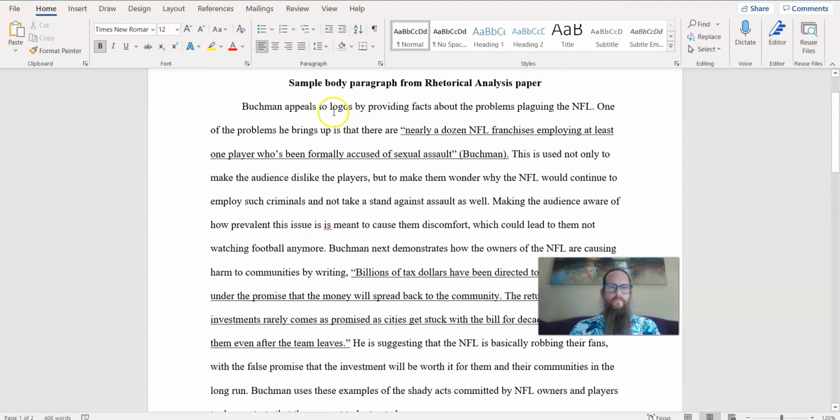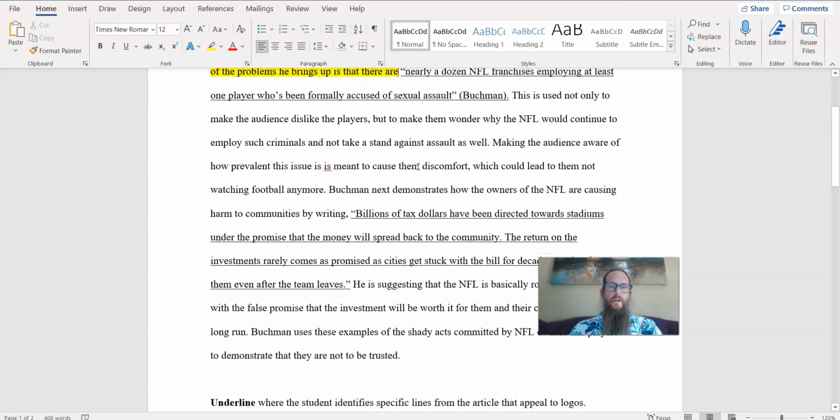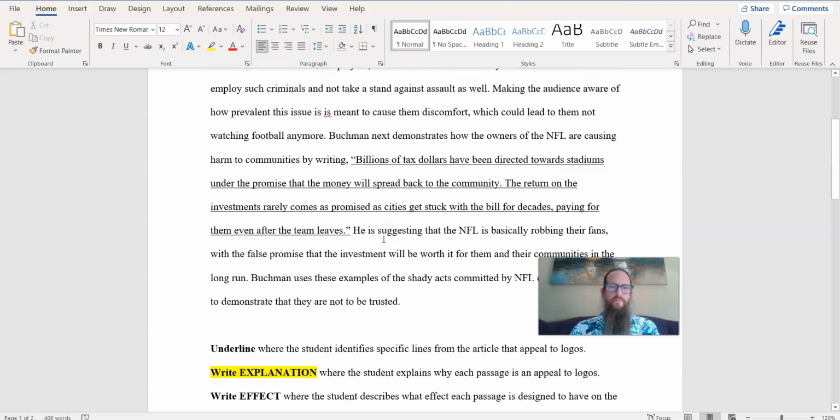So here you can see they're explaining that this is an appeal to logos because it identifies one of the problems plaguing the National Football League. Okay. Down here, there's another example of an appeal to logos. And here is the explanation of what the passage is doing. They even offer some further elaboration on the passage here to make sure that the reader understands what it means. And even though you haven't read the Buckman article, I would imagine this helps you understand the function of these passages.